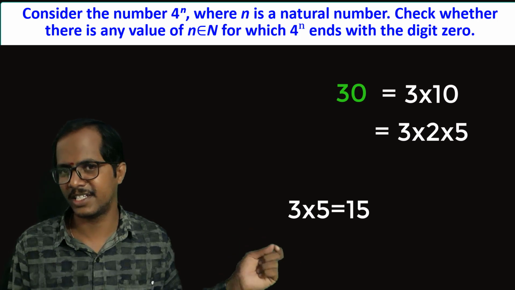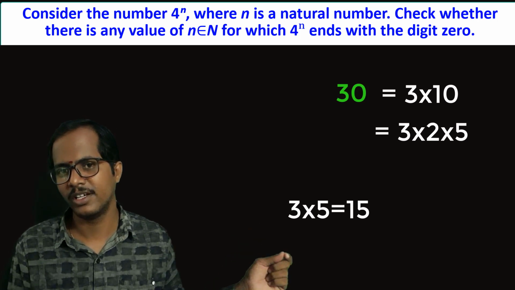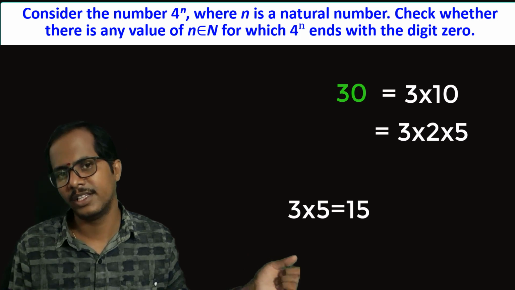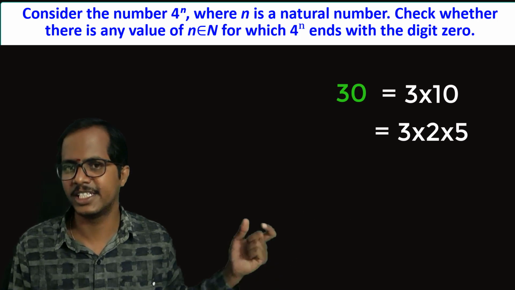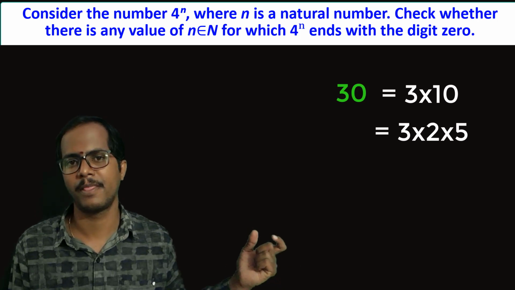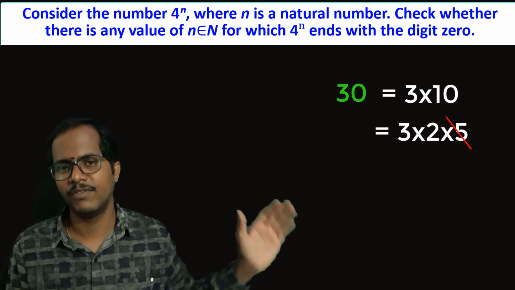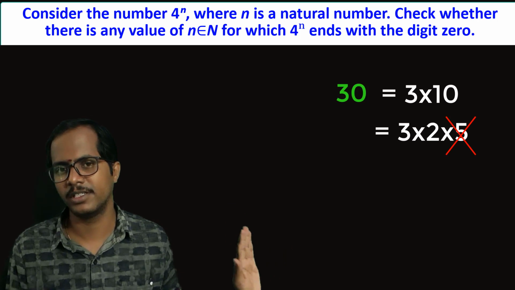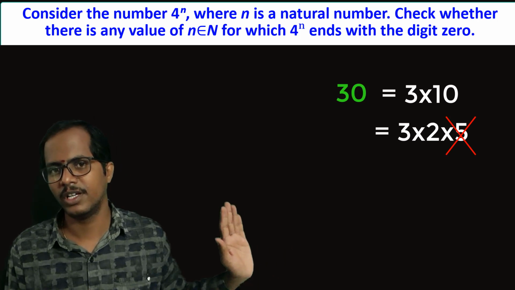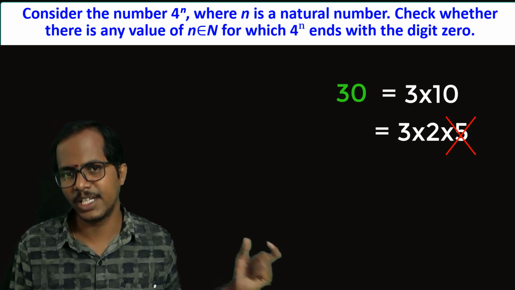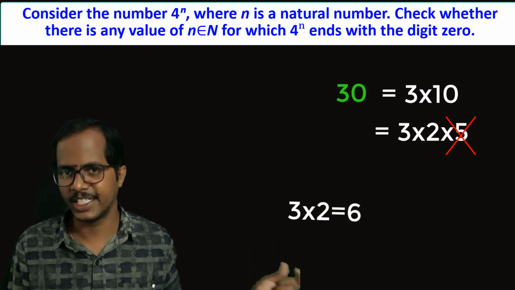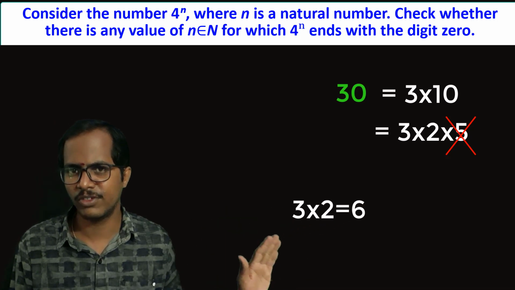From this we can understand that the number which should end with the digit 0, that number should have 2 as a prime factor in its prime factorization. Now again, suppose 5 is not present there, what will happen? Suppose let us remove 5 and take 3 and 2 only. Now what is their product? We get 6.